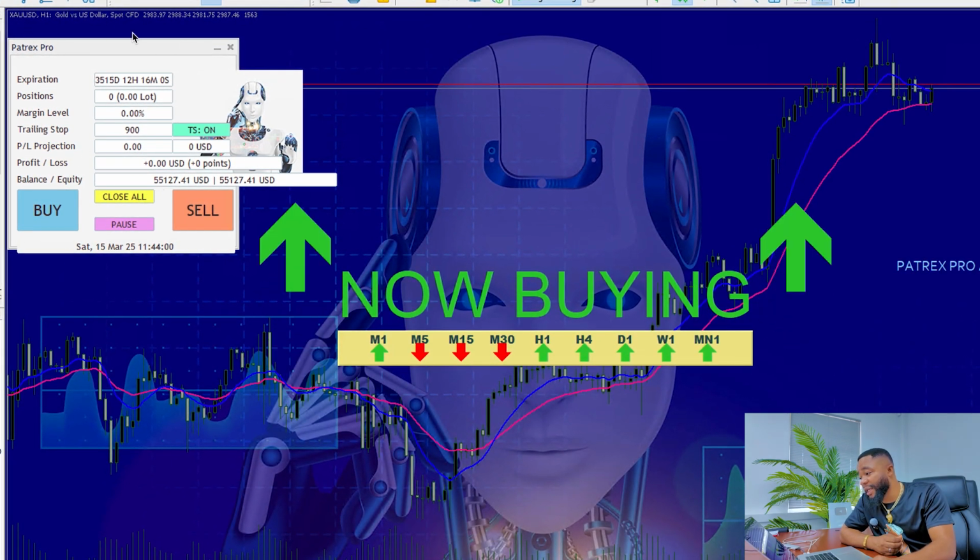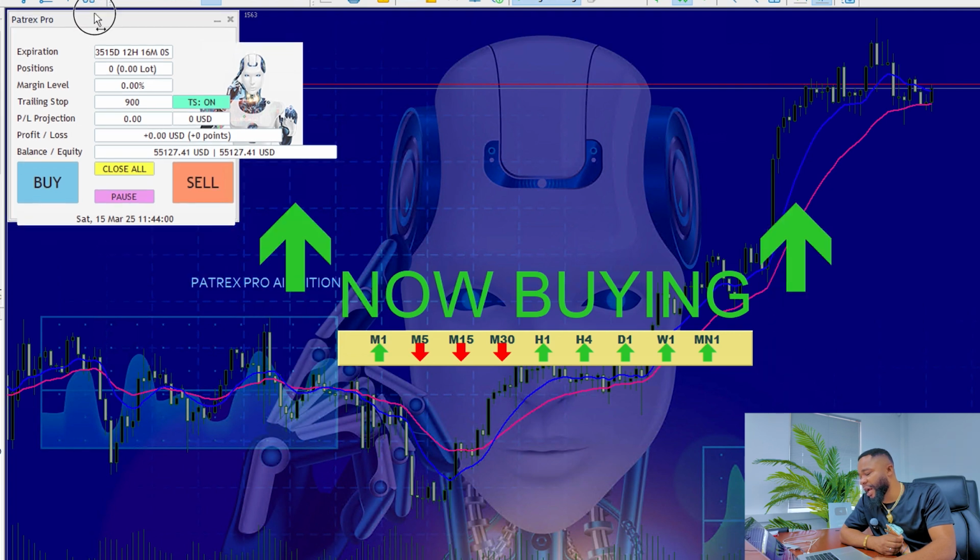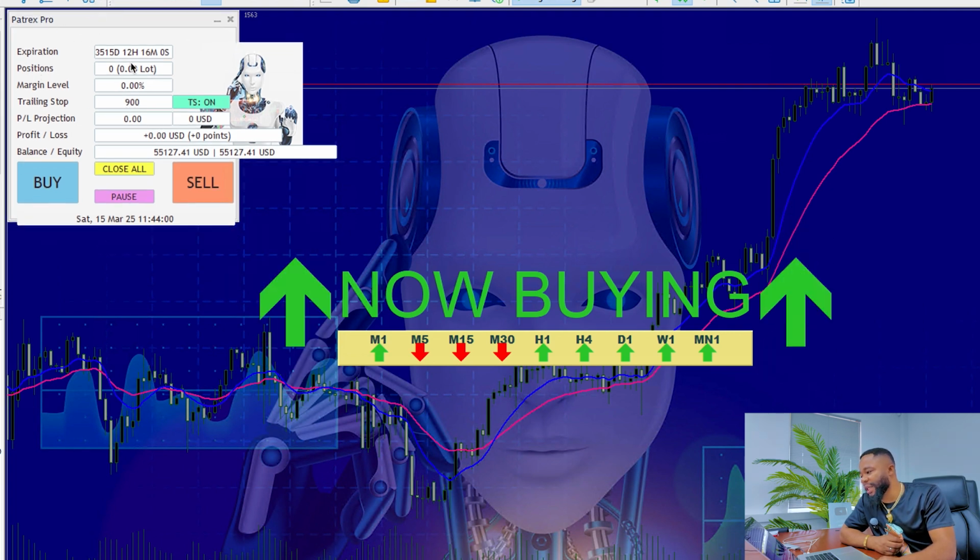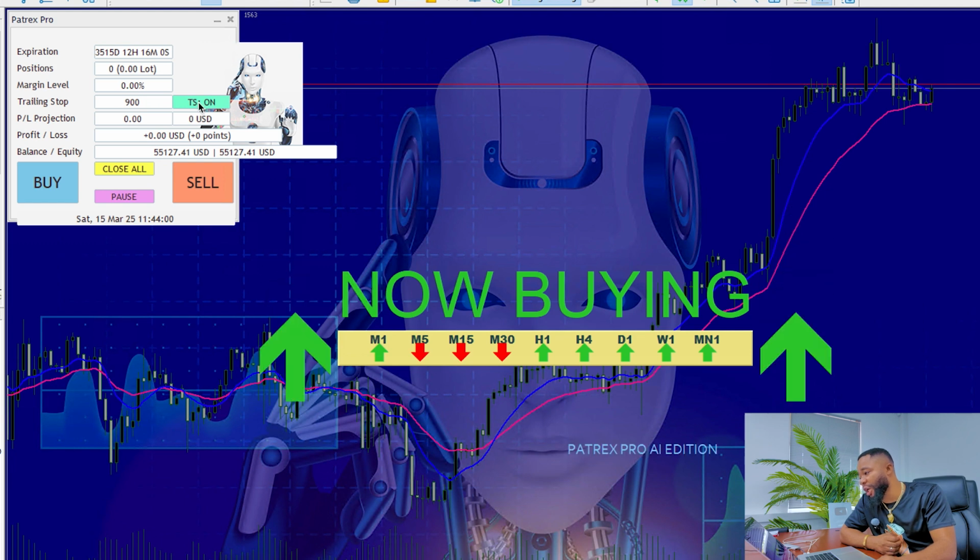And here I call this one the dashboard. Here you can even move it. You can move it around. There it has Patrex Pro. You can see the expiration date, the positions. I don't have any position open because now it's weekend. You can see the margin level, trailing stop. Also I have my trailing stop. You can turn it on and off right here.